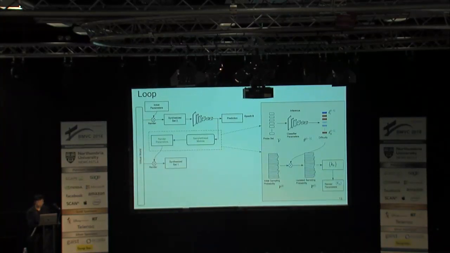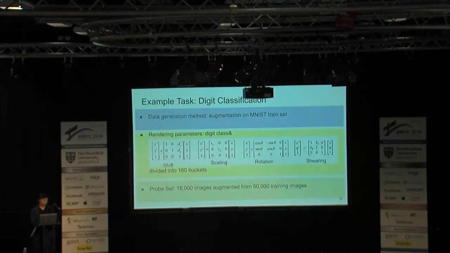We then generate a new image set according to new parameters and train the model on this image set, and the process is repeated. So we demonstrate the effectiveness of our methods on two tasks. First task is digit classification. We use data augmentation on MNIST as a method to synthesize images. The rendering parameters are digit class, transformation parameters like shift, shearing, rotation, and scaling.